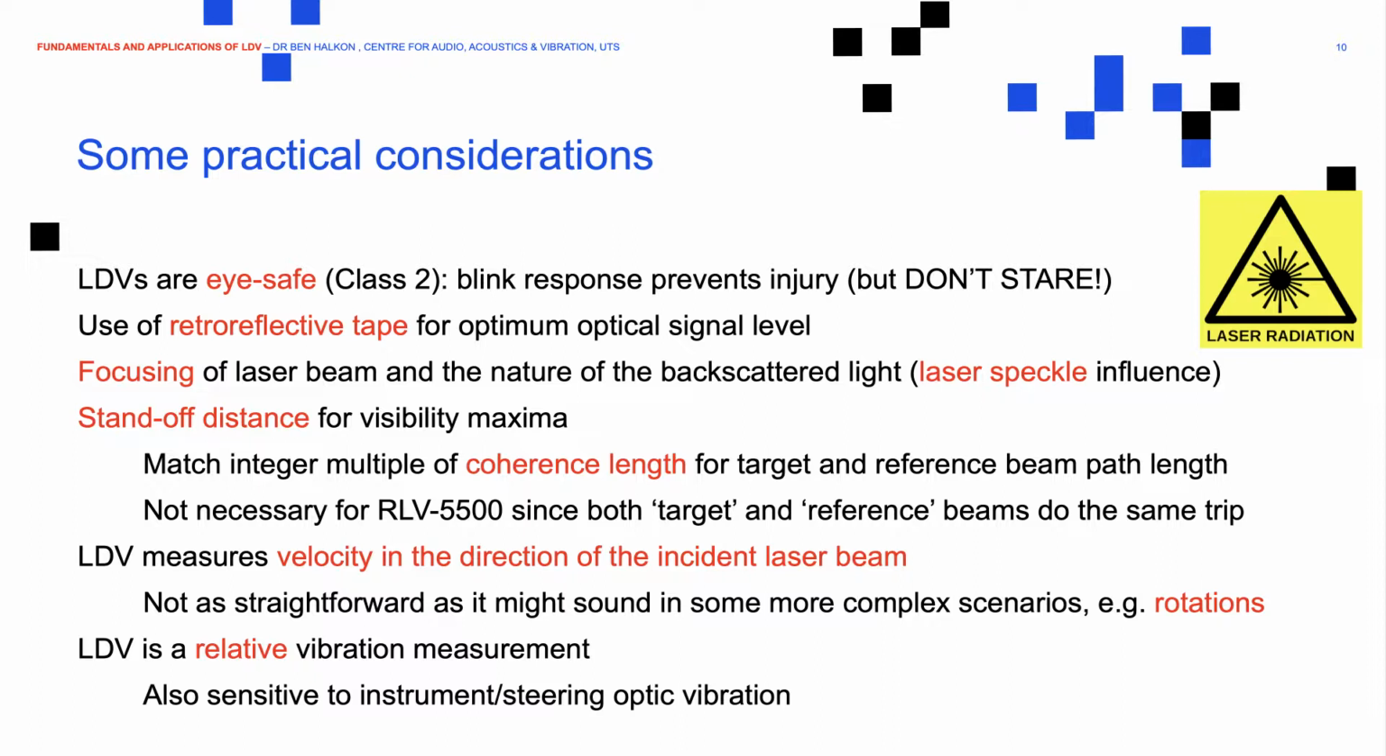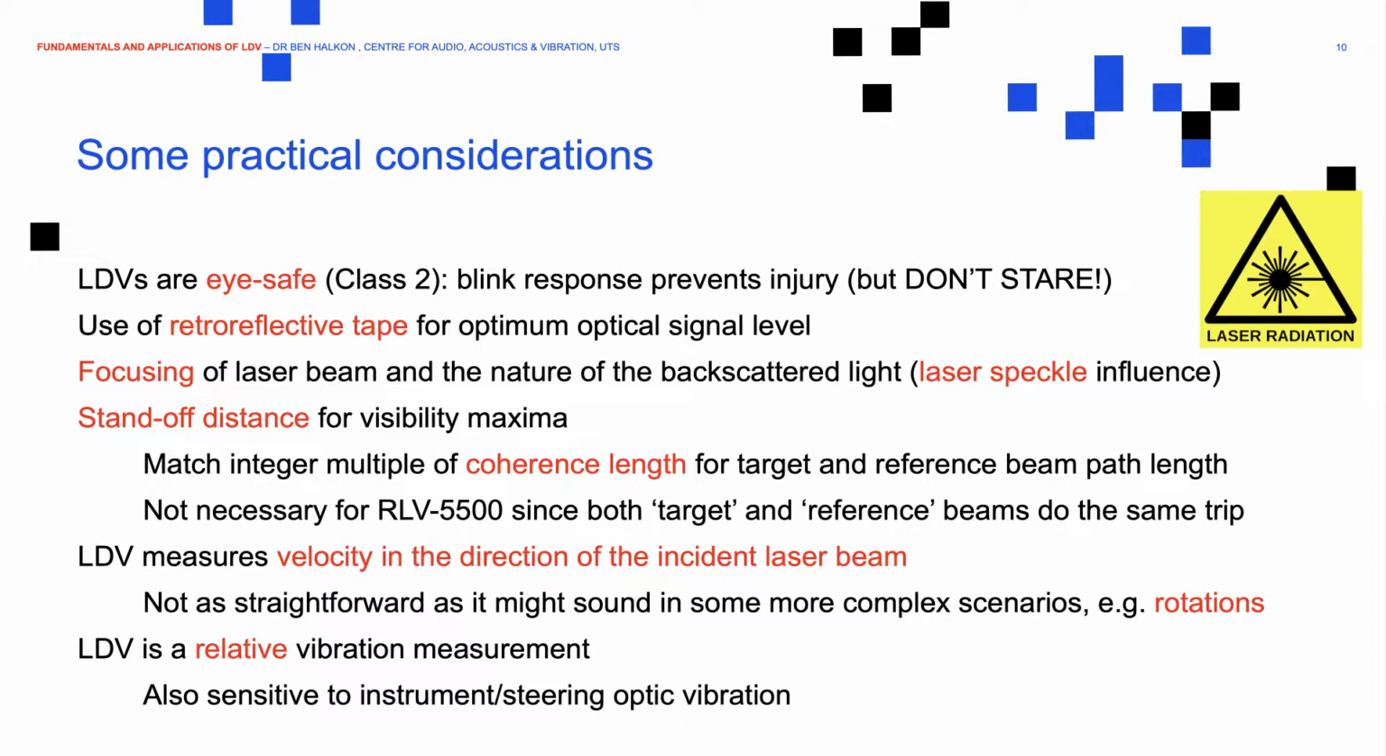We have to organise ourselves, traditionally at least, in terms of an optimal standoff distance to maximise the visibility. Coherence length of the laser comes into effect, and we have a reference beam that stays inside of the instrument. We basically need to match the path length of the target beam to the reference beam, so we have a coherence length and integer multiples of it. When we mix the two laser beams back together on the photodetector, they need to have similar path lengths such that they will beat together, and we get dark and light as the target moves back and forwards.